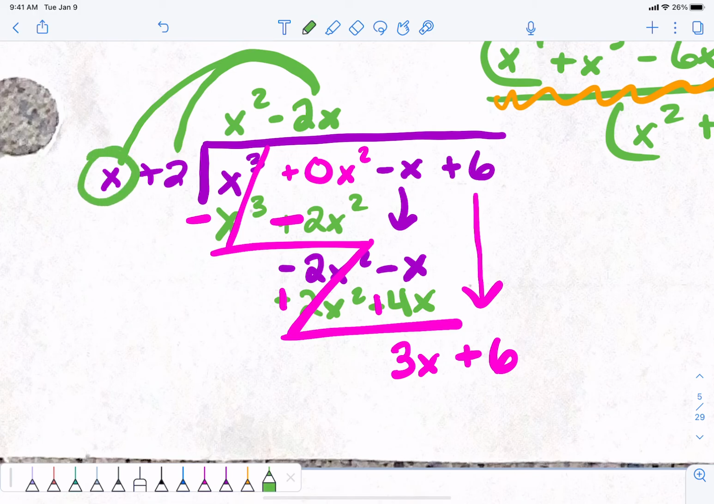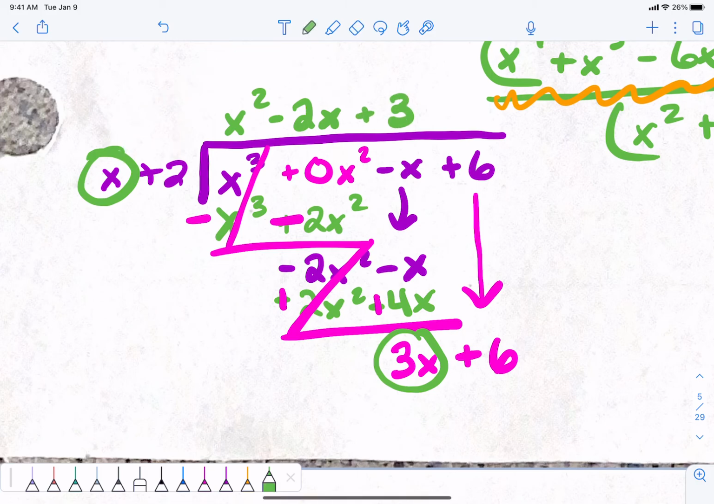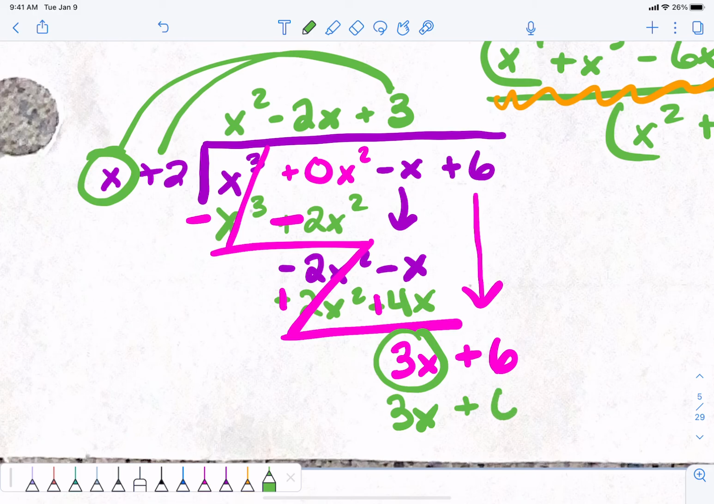Ready? Okay, here we go. What do you take times x to get 3x? 3. Okay, then we multiply it back through. 3 times x is 3x. 3 times 2 is 6. Then we switch the signs.